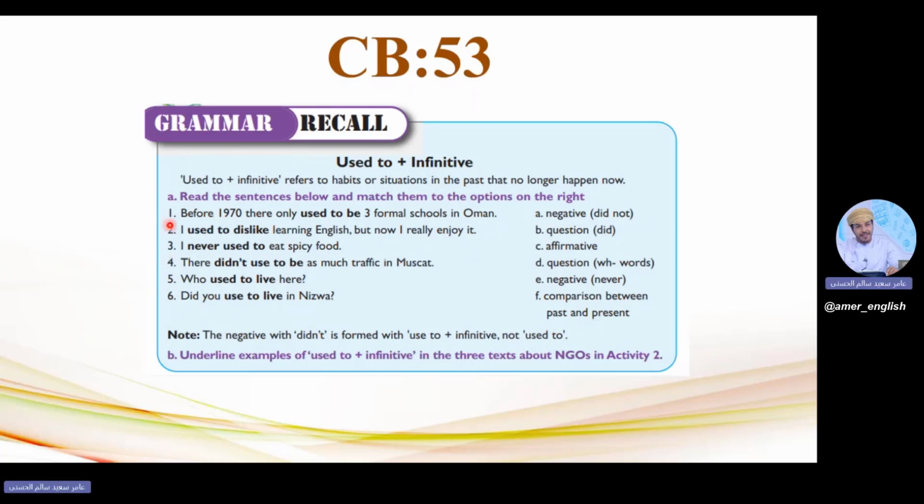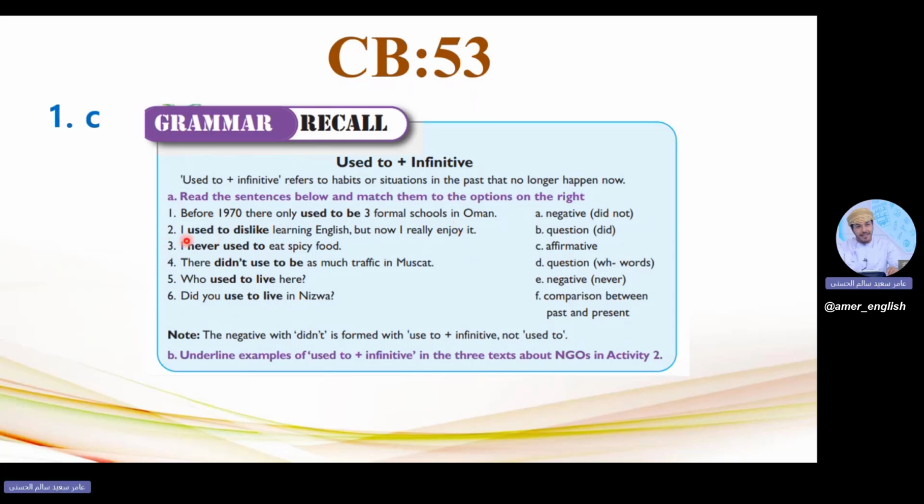Good. Let's have a look at number one. Before 1970, there only used to be 3 formal schools in Oman. So what do you think is the answer? You can pause the video in order to answer it. Excellent, guys. So the answer is C. It is an affirmative sentence, a positive sentence. Before 1970, there only used to be 3 formal schools in Oman.